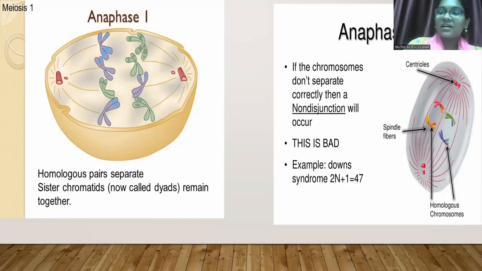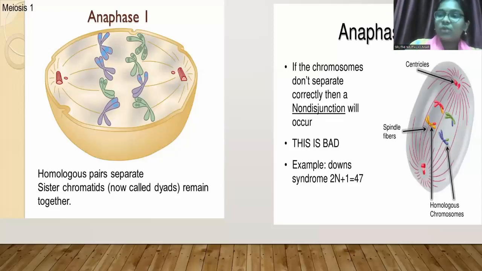Meiosis occurs in the gamete cells, so gametes are formed by meiosis. In a normal anaphase 1, we see the homologous chromosomes move to the opposite poles. Now there's a process that occurs in some gametes called non-disjunction. If the chromosomes don't separate correctly, non-disjunction will occur. It may occur in anaphase 1 or anaphase 2, which means the chromosomes or chromatids are not separating properly. So either both homologous chromosomes move to the same pole, or, in anaphase 2, the sister chromatids move to the same pole.